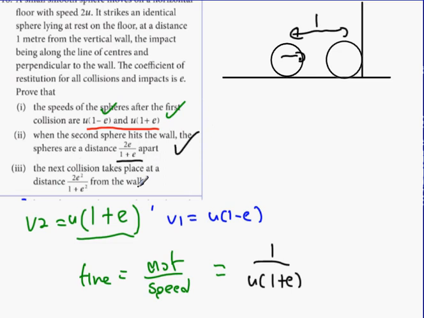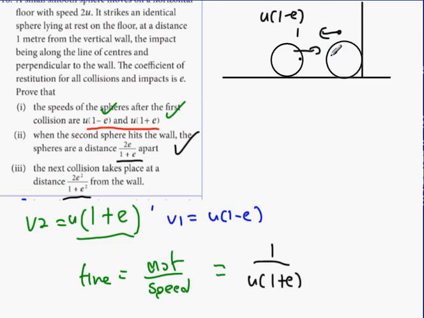The next collision takes place at a distance 2e squared over 1 plus e squared from the wall. Now let me explain what that means. As this one hits the wall, what happens next is this one is still travelling forward at a velocity u into 1 minus e. The second one is now travelling backwards.